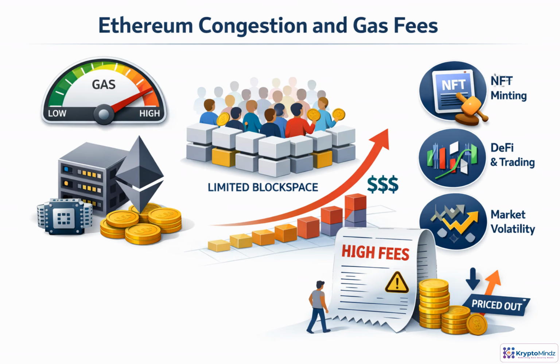Gas is Ethereum's way of pricing the work a transaction asks the network to do. Because block space is limited, demand spikes create bidding pressure. Users who want faster inclusion pay more, and average fees rise. This is most visible during NFT mints, heavy DeFi trading, market volatility, or major launches. If fees climb too far, small users and low-value transactions may simply be priced out.